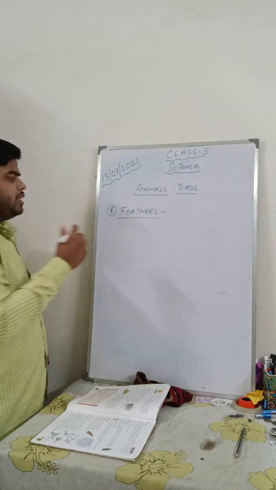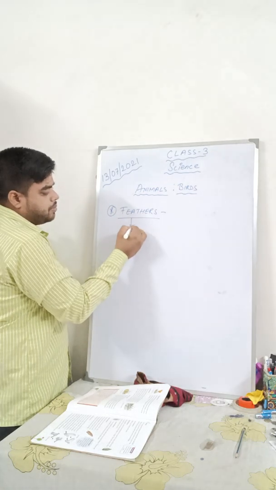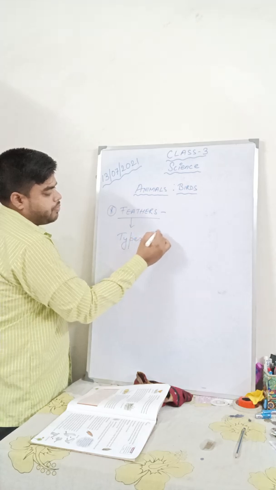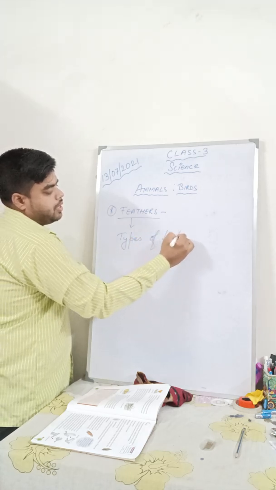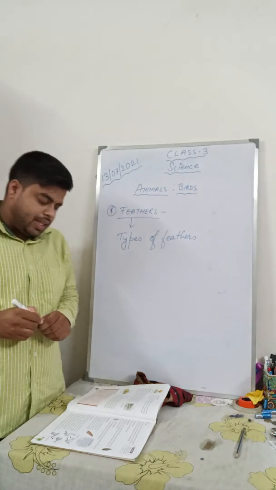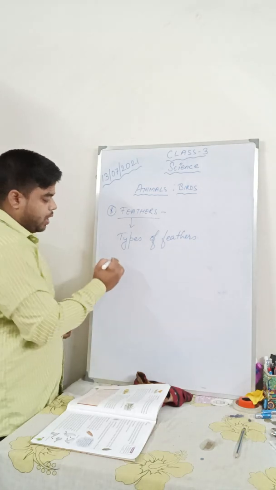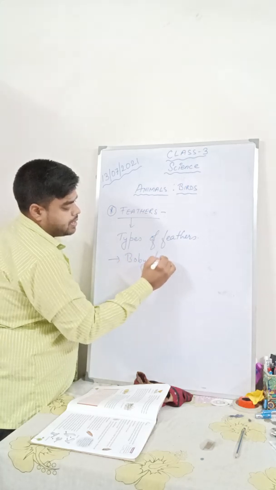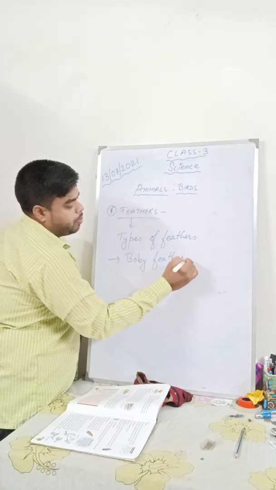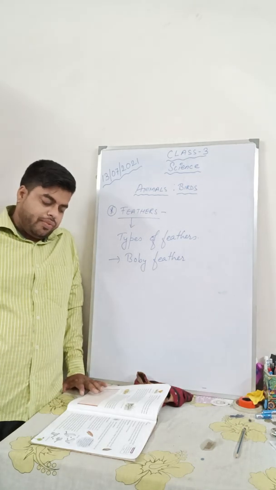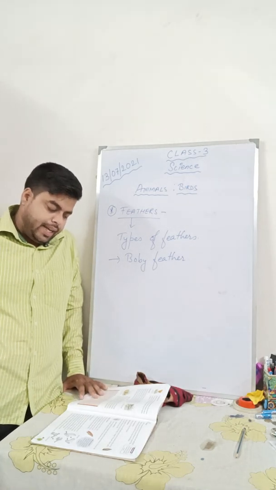Now, types of feathers. Feathers can be of different types. Feathers are of three main types. Number one is body feathers. Body feathers means feathers that are present in the whole body. Body feathers are small feathers that cover the body, wings and tails of a bird.